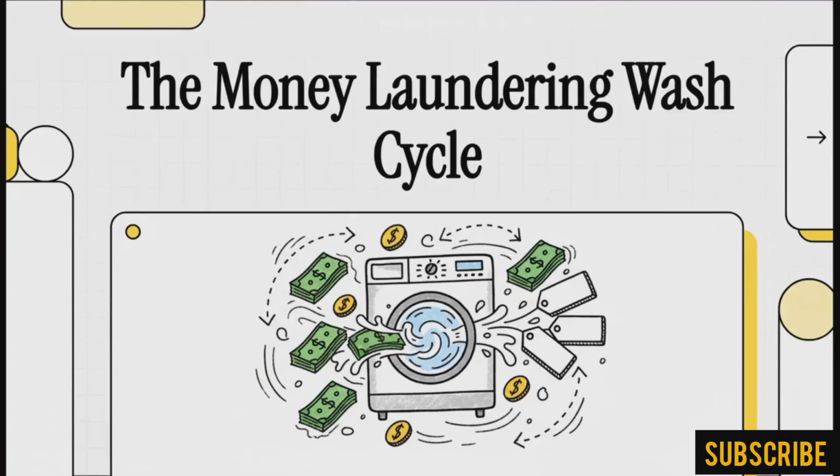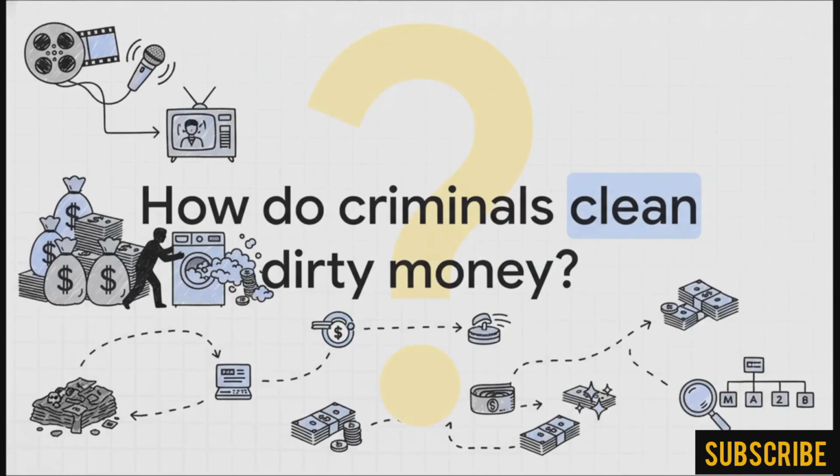Have you ever wondered how criminals take a duffel bag full of dirty cash and turn it into legitimate, spendable money? Well, today we're going to pull apart one of the financial world's most notorious and honestly fascinating processes, the money laundering wash cycle. I mean, that's the big question, right? We see it in the movies, we hear about it on the news. But how does someone with a mountain of illegal cash actually make it usable without getting caught? That is exactly what we are breaking down today.